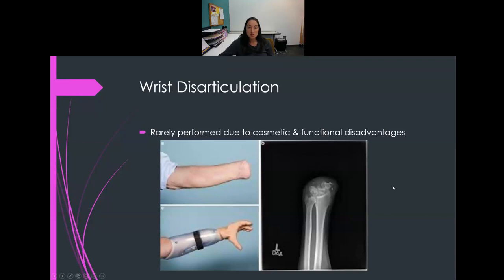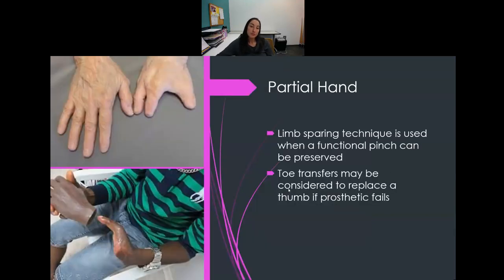With a partial hand, if they're able to get any sort of functional grip, like a pinch, then they will spare as much of the fingers as they can to keep some type of grip. They can perform a procedure where they take a toe and sew it on the hand to have some functional use, like a thumb. That may or may not be indicated depending on the patient's situation.